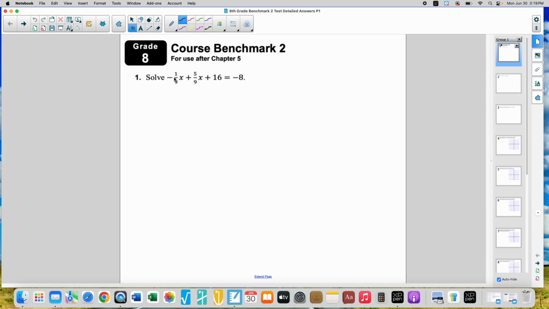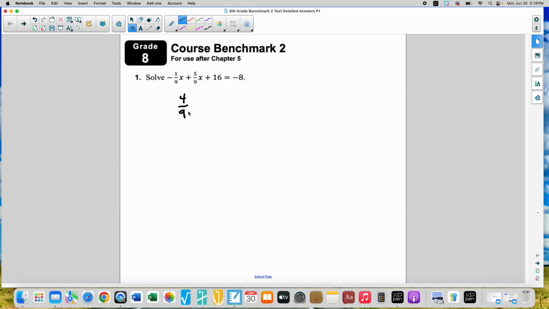So first thing, we have variables on both sides. We have multiple variables, multiple constants. So we're always going to combine like terms when they're on the same side of the equal sign. So we have 1/9 x minus 5/9 x, which is -4/9 x, plus 16 equals -8. Now we've consolidated our variables. Let's move our constants over. We have 4/9 x equals -24.